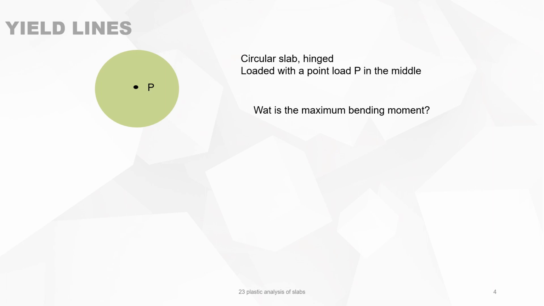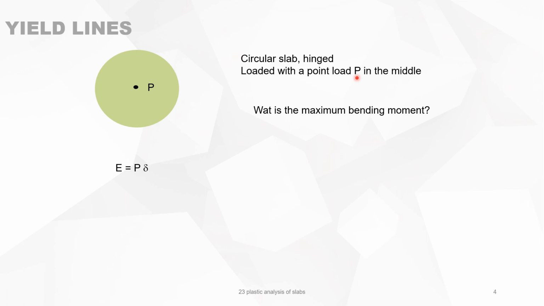The first example is about the riddle of the sewer cover. This is a circular slab hinged on its edges and is loaded with a point load P in the middle. The question is, what is the maximum bending moment generated by this point load?